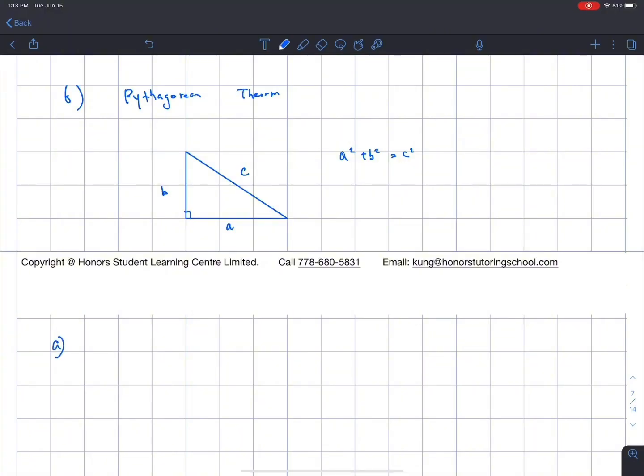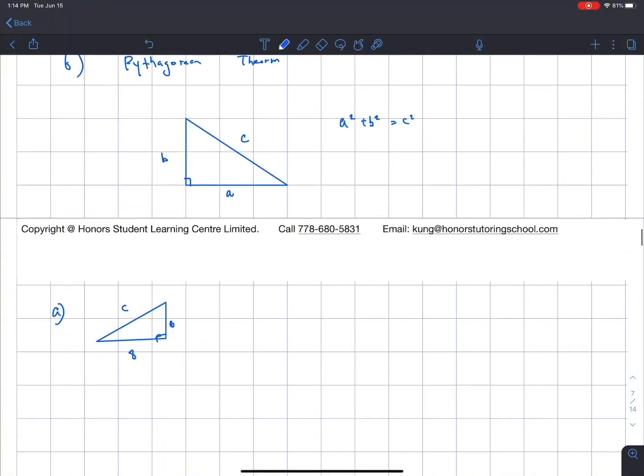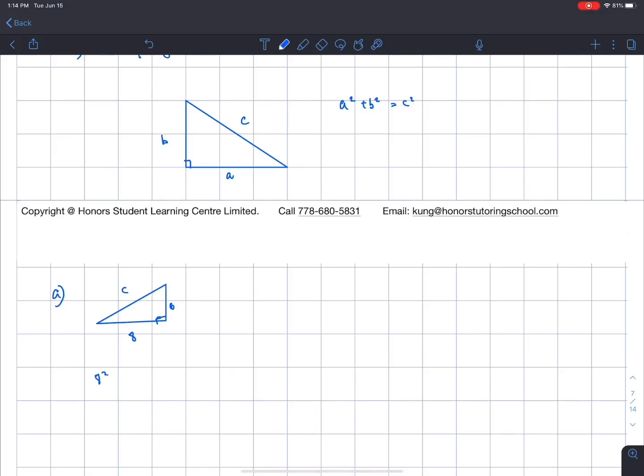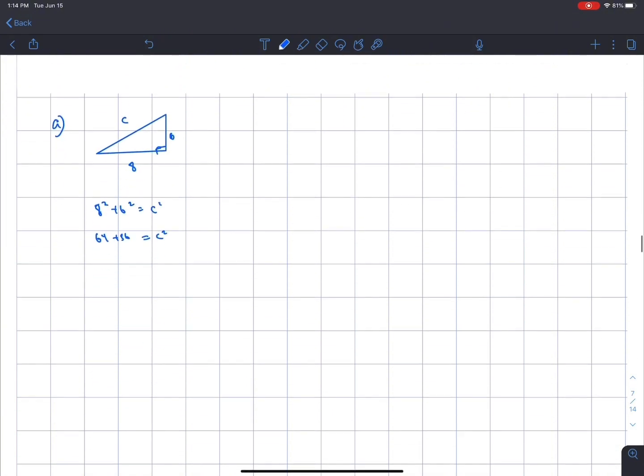So we can say that 8 squared plus 6 squared equals to C squared. 64 plus 36 equals to C squared. 100 equals to C squared, and then we square root both sides. We should get C equals to 10. B.